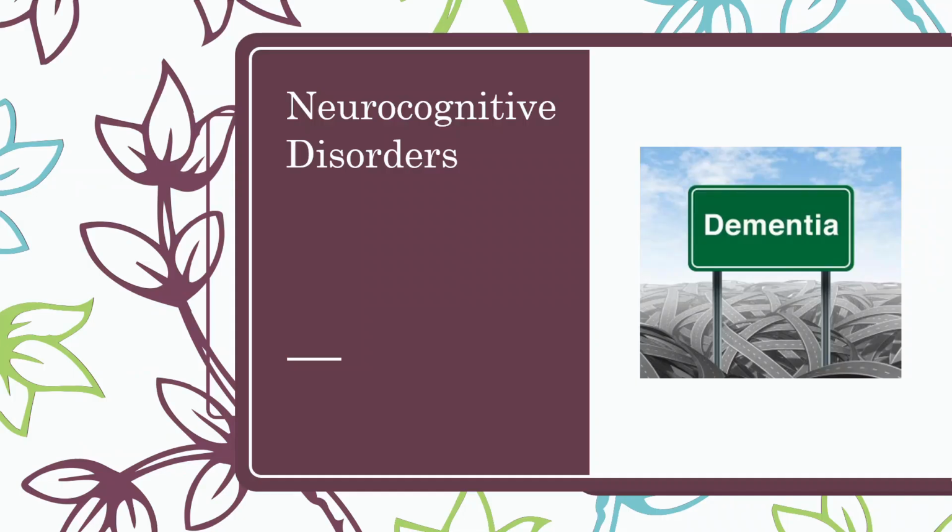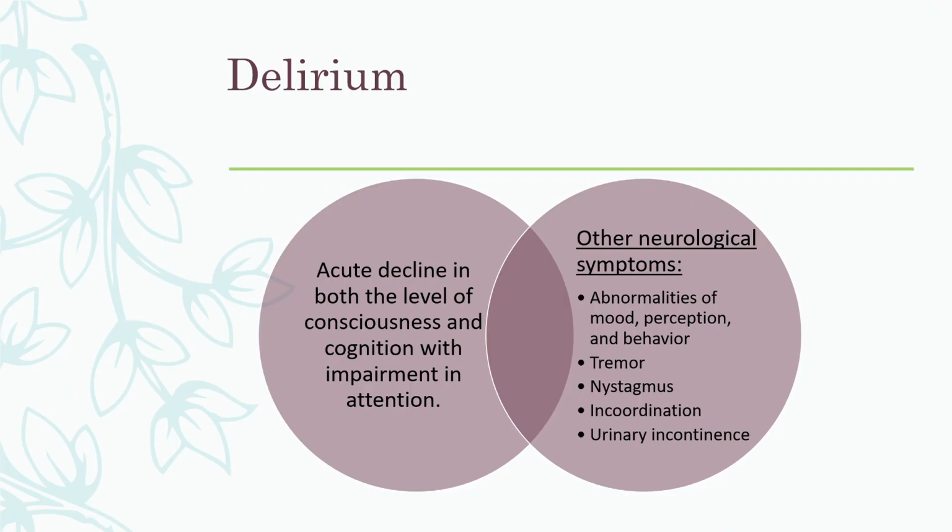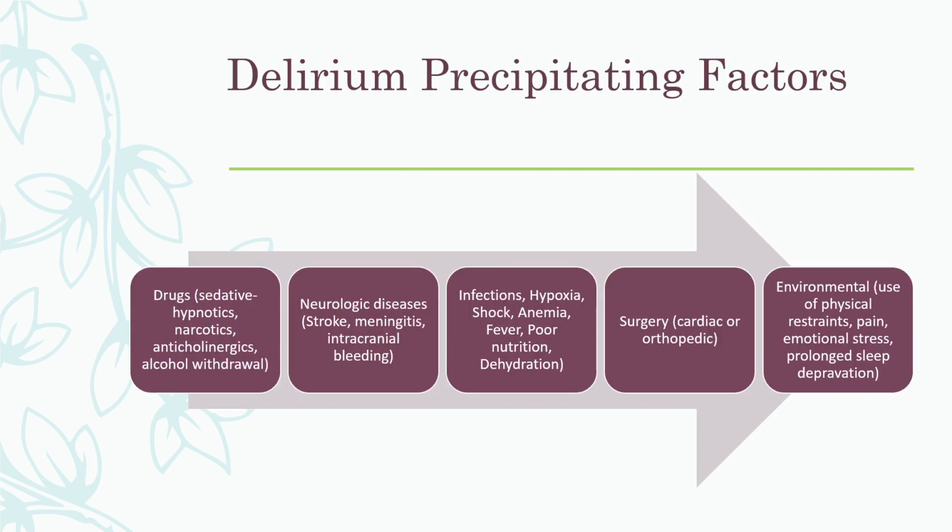All right, now going into neurocognitive disorders, okay? So let's start here first. So let's start with delirium. And I want to make sure that we understand delirium versus dementia, okay? So delirium: acute decline in both the level of consciousness and cognition with impairment in attention. Other neurological symptoms with delirium include abnormalities of their mood, perception, and behavior. You can also have tremor, nystagmus, incoordination, and even urinary incontinence. Here's the key word, though, right? Acute, okay? The here and now decline. This is more of a sudden onset and decline, okay?